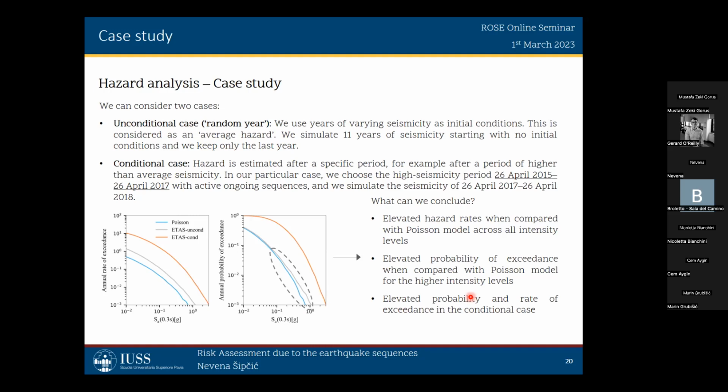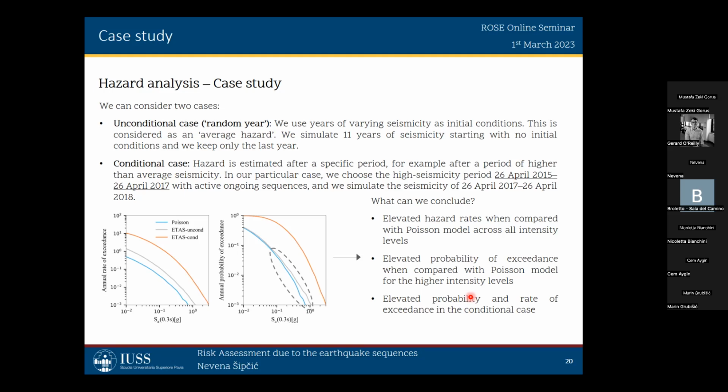In the second case, which we call the conditional case, we wanted to estimate the hazard in a specific period in time. So we picked the period where we observed the high seismicity, which is the period from 26 April 2015 to 26 April 2017. That's when the big sequence in central Italy happened. We started with that period, and then we estimated the hazard curve 1 year after that.